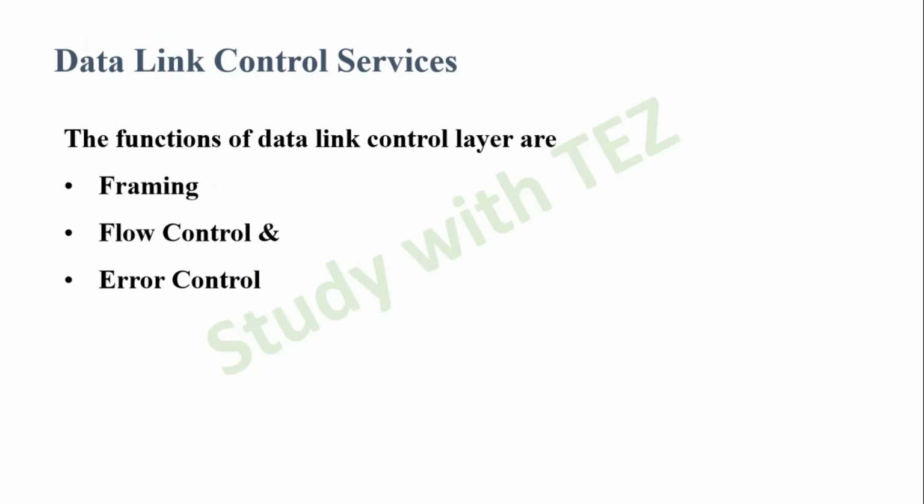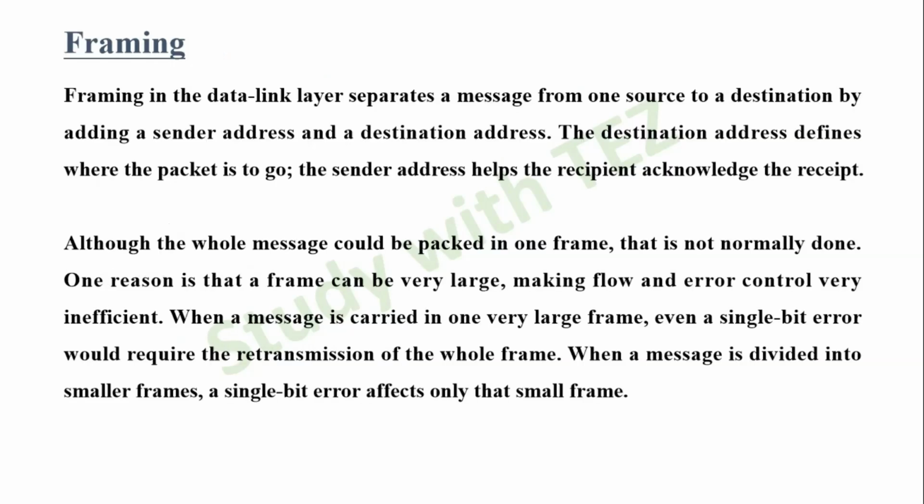So coming to framing, the functions that are provided by the data link control layer are framing, flow control, and error control. These are the three basic functions provided by the data link layer. So what is framing? Framing is basically done in the data link layer. This will separate a message from one source to destination by adding the sender and the destination address. Here the destination address is required to know where the packet has to go, and the sender address is required to know where the acknowledgement has to be sent.